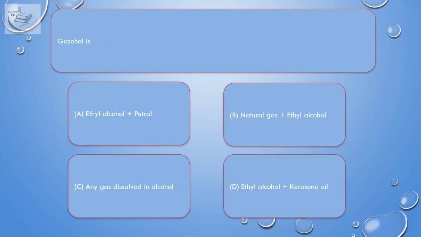Question: Gasohol is A. Ethyl alcohol plus petrol, B. Natural gas plus ethyl alcohol, C. Any gas dissolved in alcohol, D. Ethyl alcohol plus kerosene oil. Correct answer is A. Ethyl alcohol plus petrol.